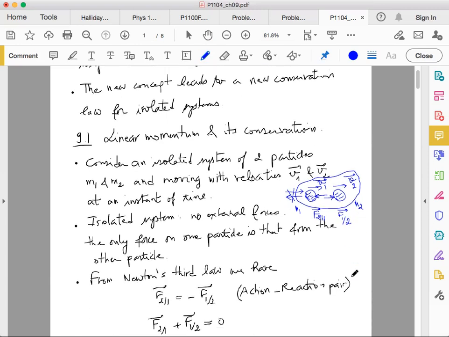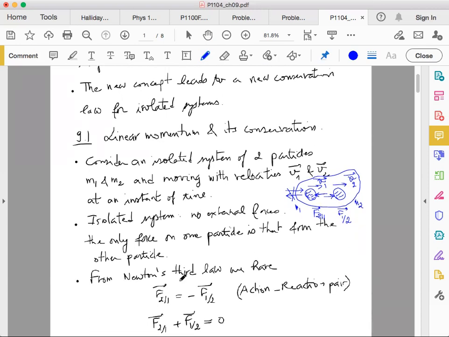However, these two forces have the same magnitude, the same modulus, but they have different directions. So from Newton's third law, we can write down F21, the force exerted by 2 on 1, is equal to minus F12, the force exerted by 1 on 2. So this corresponds to an action-reaction pair, where the modulus of F21 is equal to the modulus of F12, and the minus sign tells us that their directions are opposite. So from this expression, we can write down F21 plus F12 is equal to 0 very easily.